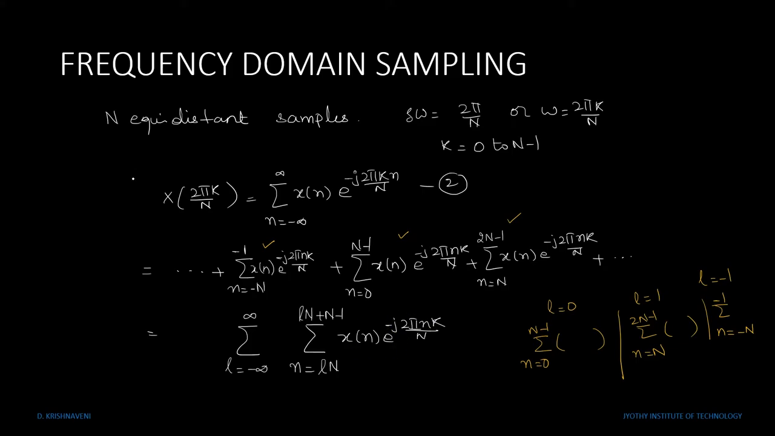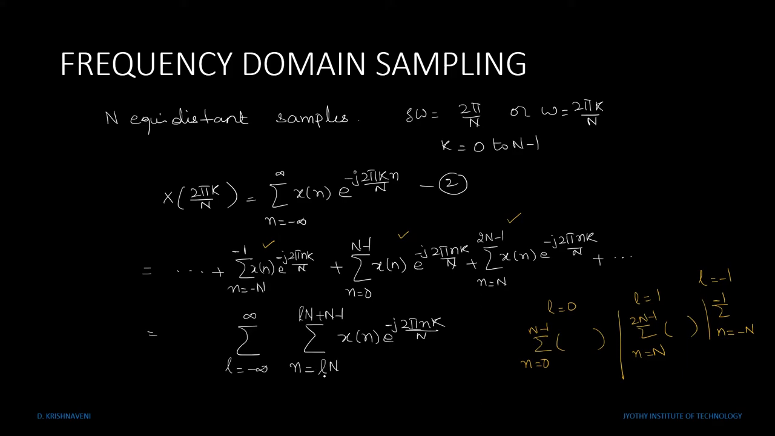So here we have X of 2 pi k by N equal to summation, l is equal to minus infinity to infinity, summation.